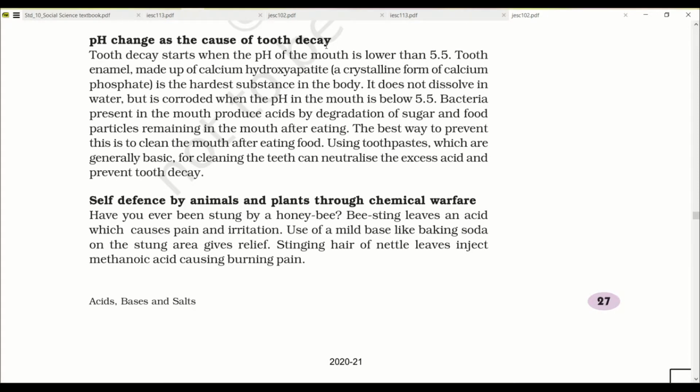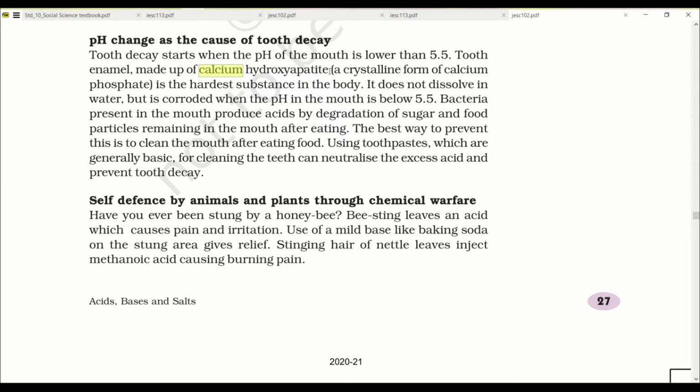pH causes tooth decay. Tooth decay starts when the pH of the mouth is lower than 5.5. Tooth enamel, the covering on the tooth made up of calcium hydroxyapatite, a crystalline form of calcium phosphate, is the hardest substance in the body. So actually our teeth are like open bones, but they need some covering to protect themselves from the outer surroundings. That covering is enamel. Enamel is made up of calcium hydroxyapatite. It covers the bone and protects the bone from acid attack. Acid is produced in the mouth when we consume sugar or edible things left in the mouth.